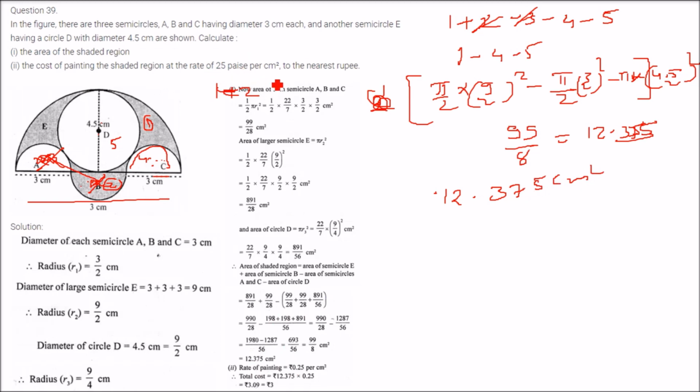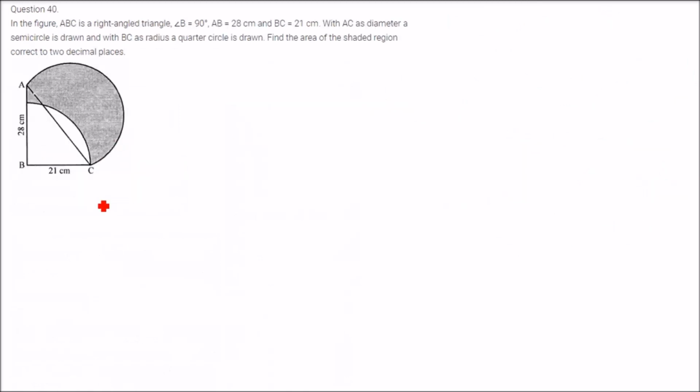Now what is the rate of the painting? It is 25 paisa per centimeter square. So you just have to multiply this with 25 by 100 because 25 by 100 is in rupees. So it will be actually 0.25. So this will come as 3.09 rupees. Just say that it is 3 rupees.